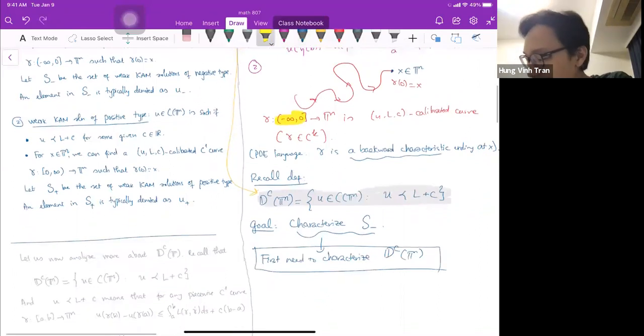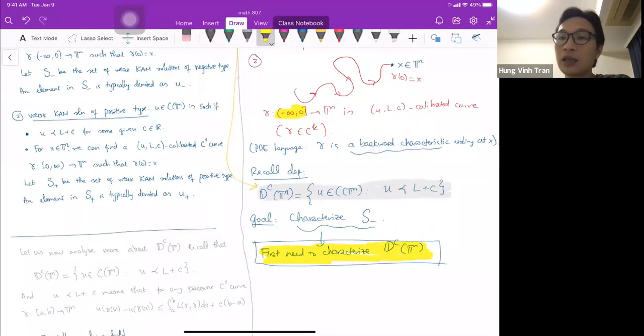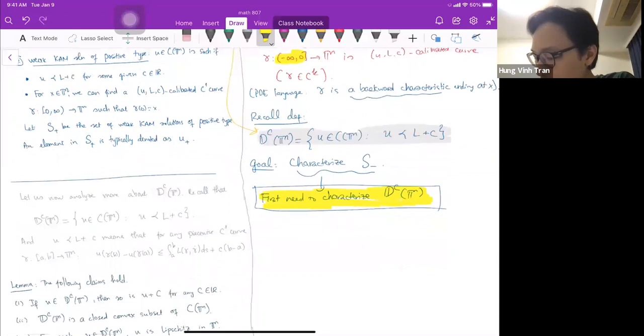So we're going to try, in this lecture and the next, to characterize the set of all dominated functions on the torus first. And then from here, we're going to go further to characterize S minus. And that's exactly what was on the left panel here. I recall everything on the left panel as well.